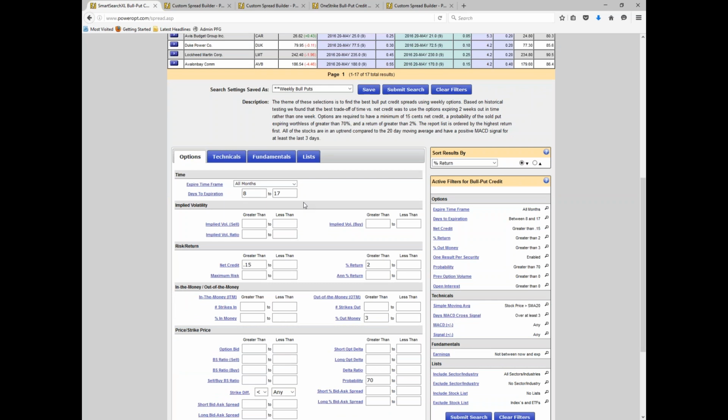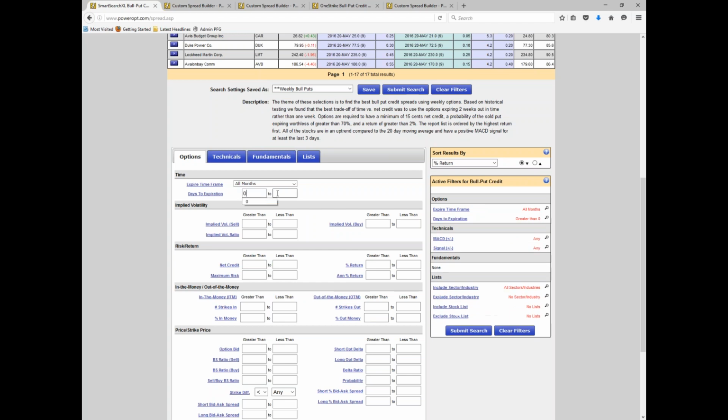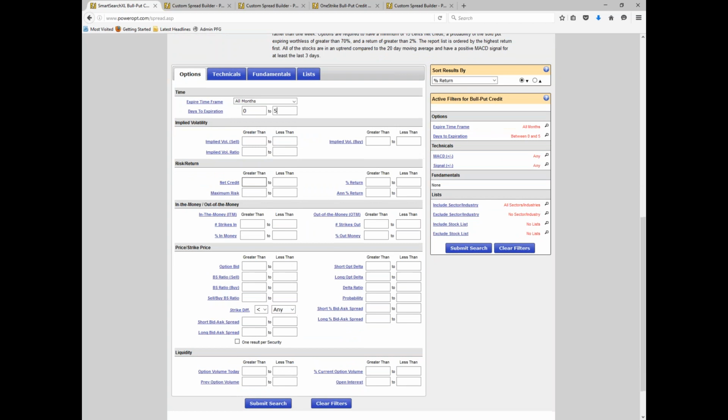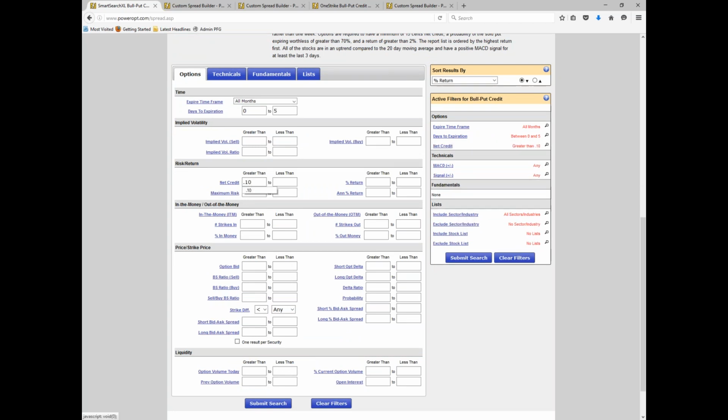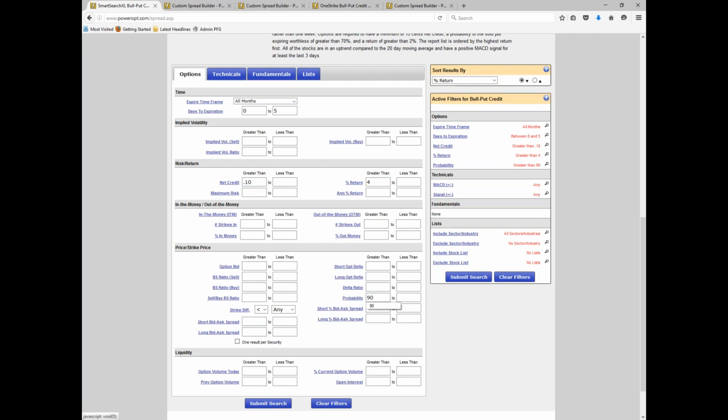John commented, he says, I only do credit spreads on indexes and ETFs where I have an 85% probability and a minimum return of 4%. Okay, let's start that off. So what I want to do, I can clear the filters real quick, and I can customize this any way I want to. For John, we're going to put our days to expiration to be 0 to 5 or 0 to 7, just to get the most current week. Go ahead and put in a net credit of 10%, looking for a return of 4%, and we're going to look for that probability of 90% or higher.